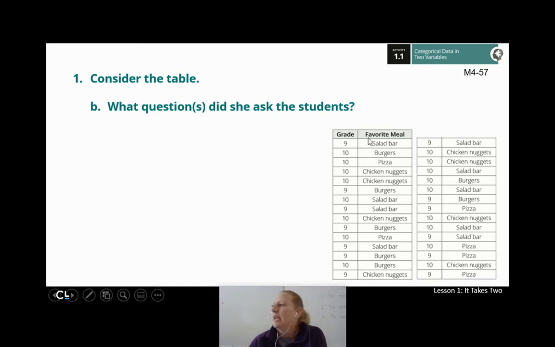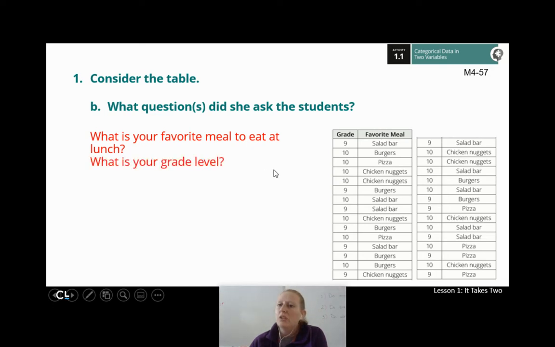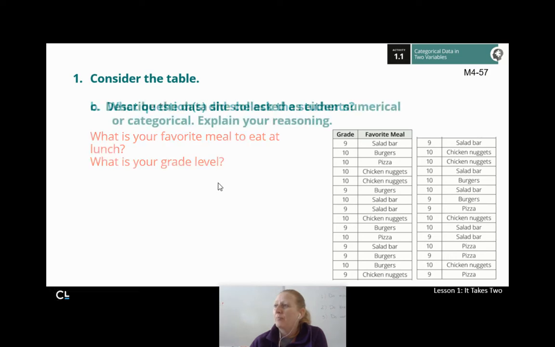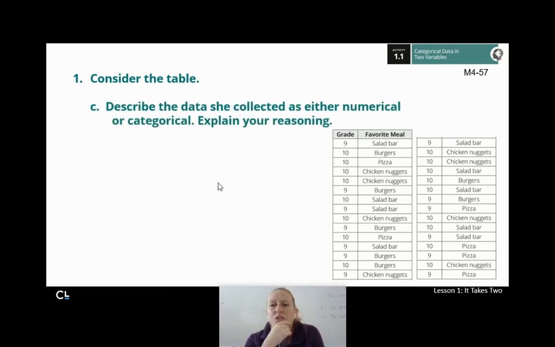So it looks like she asked them what grade they're in, right? She recorded that, 9th or 10th grade. And she also asked them what their favorite meal was. So what is your favorite meal to eat at lunch and what is your grade level? So it looks like given the data she collected, I think that's what she's got here. Can you describe the data she collected as either numerical or categorical and explain why? Hit pause, jot down your thoughts, hit play to keep going.